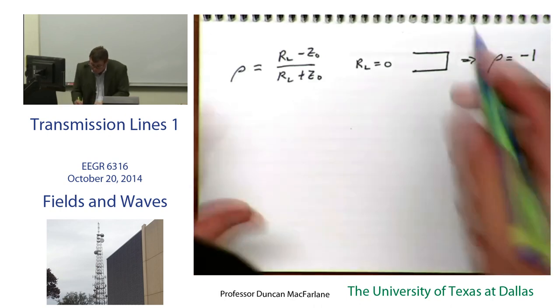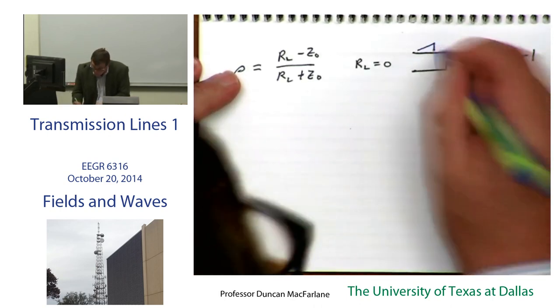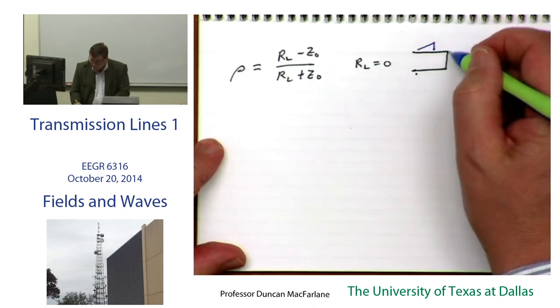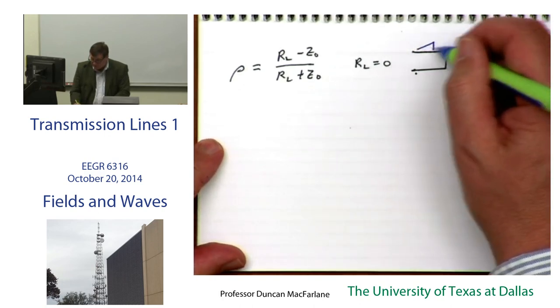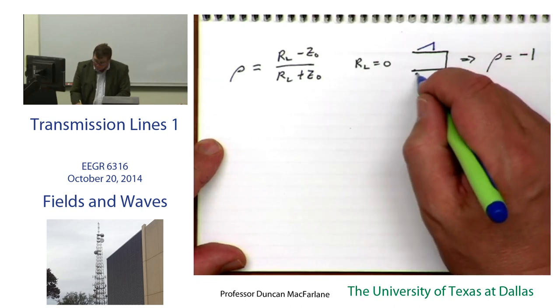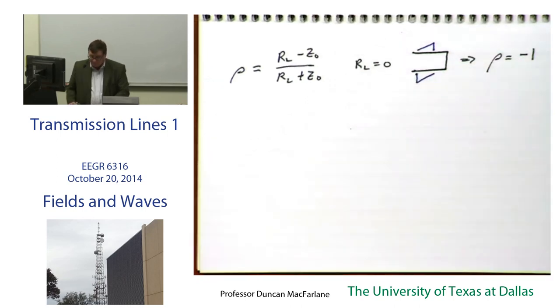And that means that my signal, this rise and fall, goes through the short circuit. It flips polarity, but it comes right back at the source. Okay?